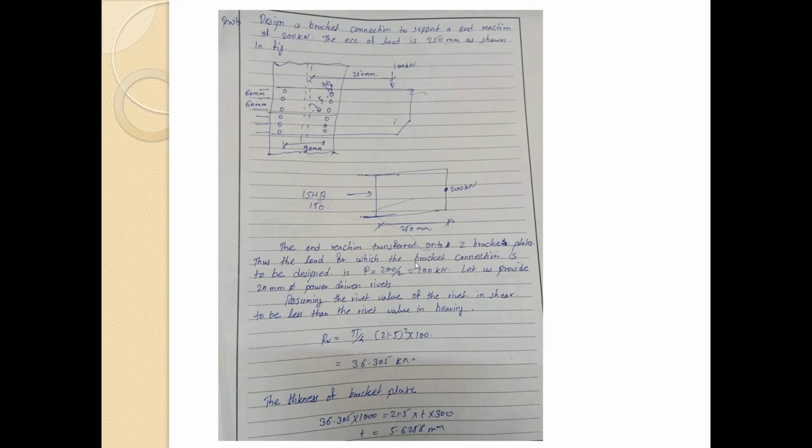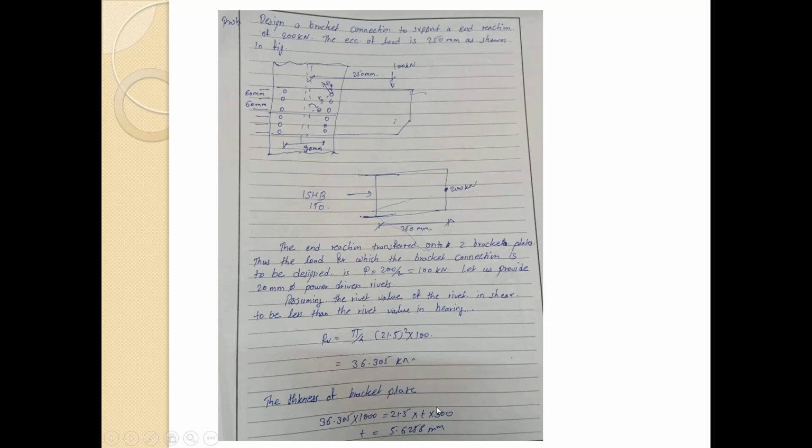Let us provide 20 mm diameter power driven rivets. Assuming the rivet value in shear to be less than the rivet value in bearing, we are calculating the rivet value. So the rivet value we are taking directly as the shear value, that is pi by 4 into d square into 100, so 36.305 kilonewton that becomes.